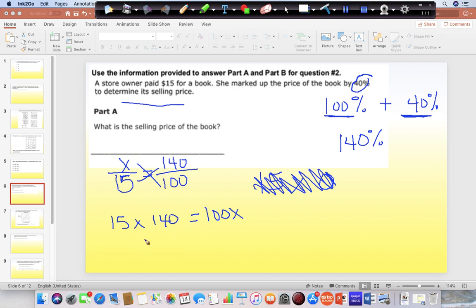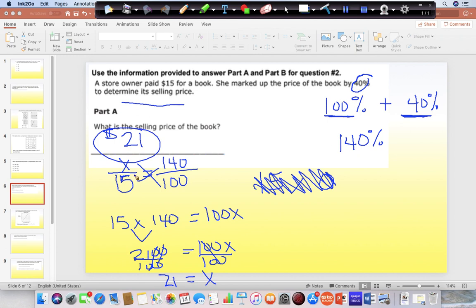15 times 140 is 2100, and 100 times x is 100x. We're going to divide both sides by 100. This cancels, and we are left with x is equal to 2100 divided by 100, which gives us 21. So the price of the book is $21. That is the selling price. 40% marked up.